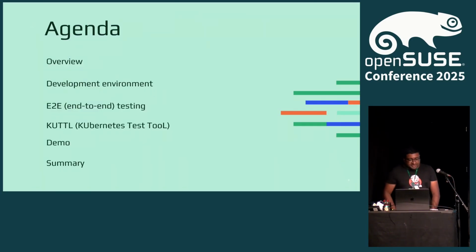Let's start with an agenda. What a development environment would look like, what challenges we had in terms of running end-to-end tests, and we figured out a tool called Kuttl. I will explain it in detail, with a quick demo, and a quick summary of takeaways from this talk.